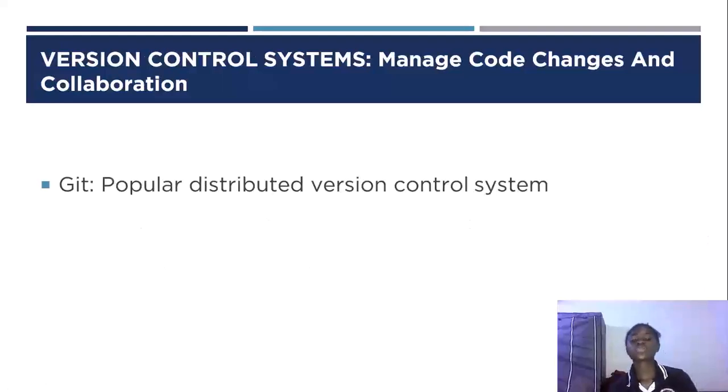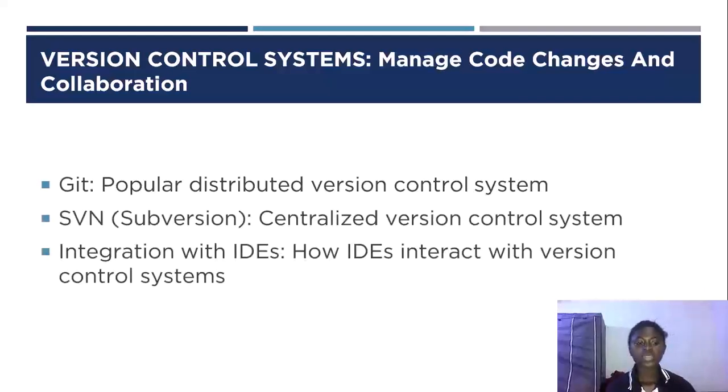Version control systems. The version control systems manage code changes and collaboration. Here are some types of version control systems. The first one is Git. Git is a version control system that allows developers to track changes made to their codes.